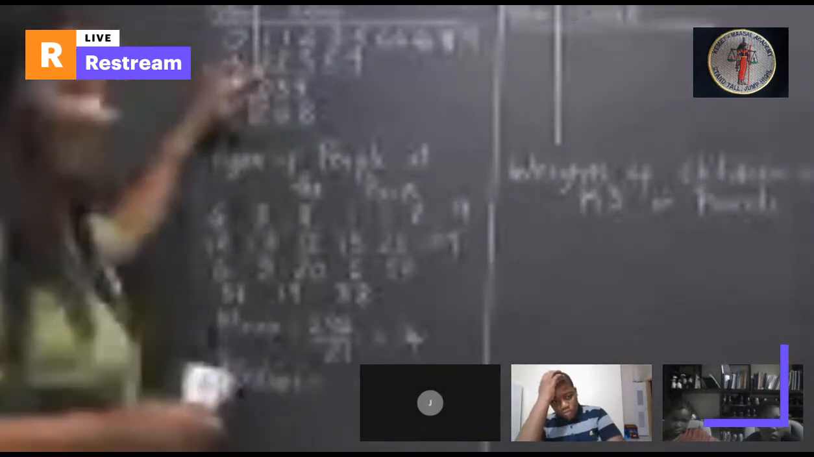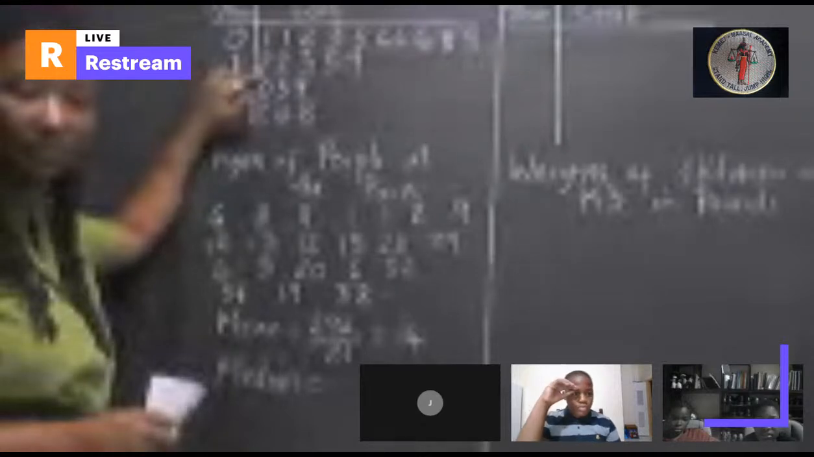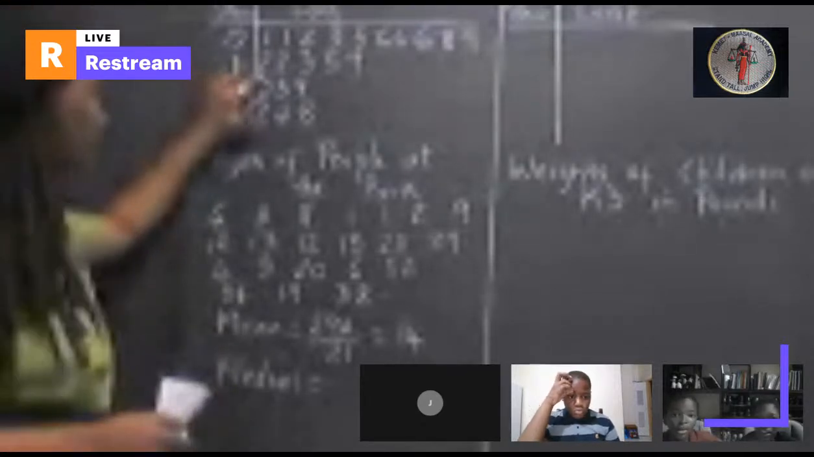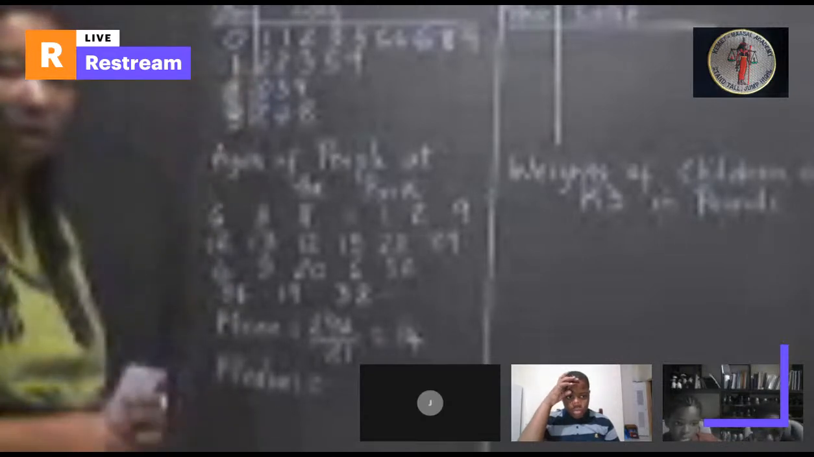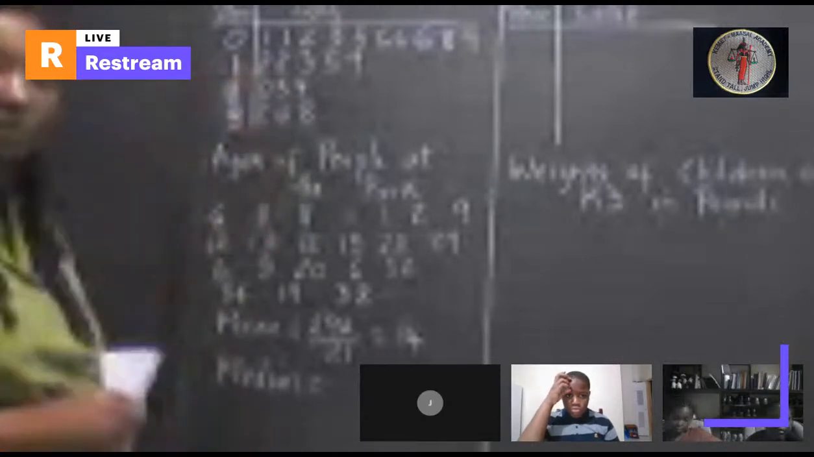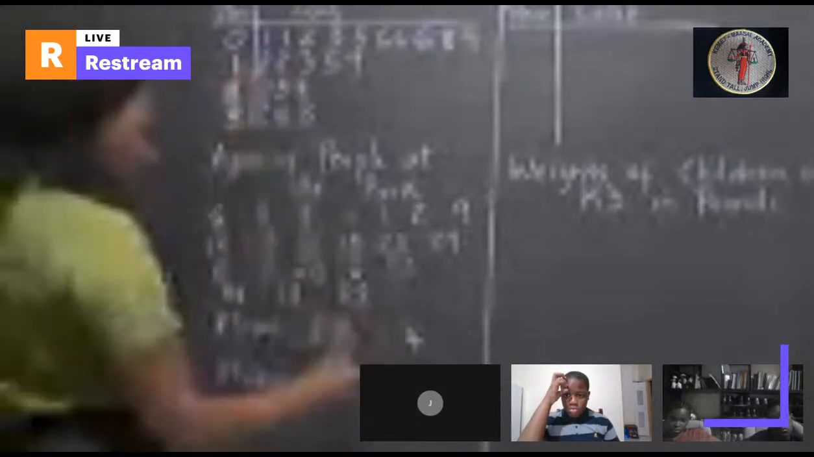Which number is that? Miss, is that 11? This number here? Miss, I can't see it properly. My screen is blurry. It's at 2. Oh, Miss, 12. It's right, it's 12. So 1 and 2. So the median is 12.